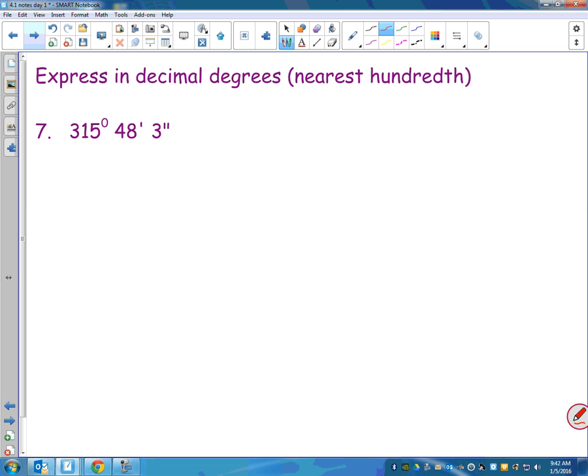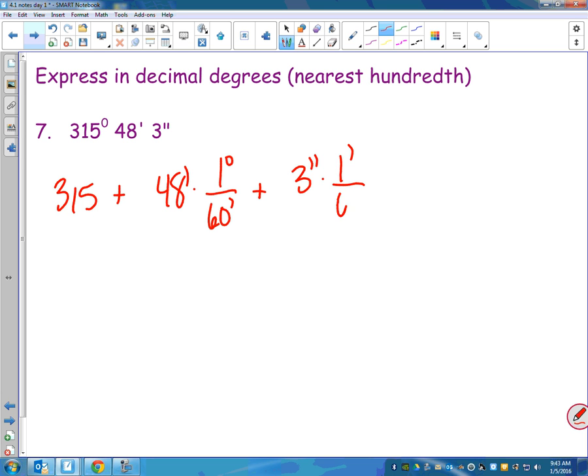So if you want to do it by hand, you could take 315 plus 48 minutes times, in 1 degree, there are 60 seconds, right? So you're going to divide by that each time. That'd be a little trickier on this changing seconds back to degrees if you're doing it by hand, because you have to do it twice, right? So you have to take 3 seconds times 1 minute in 60 seconds times 1 degree in 60 minutes. And if you work all that and add it up, you should get the same thing.